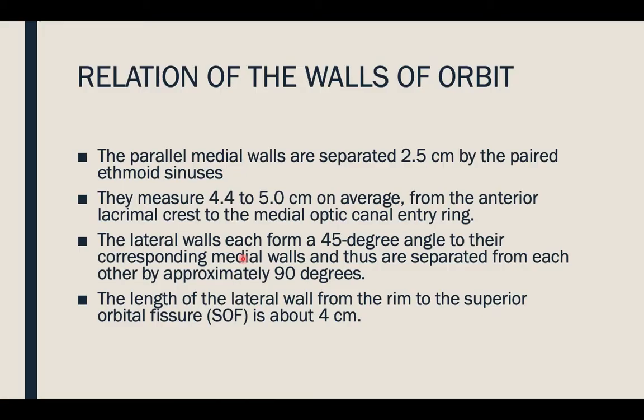So relation of the walls of the orbit: the parallel medial walls are separated by 2.5 cm by the paired ethmoid sinuses in between them. They measure 4.4 to 5 cm on average from the anterior lacrimal crest to the medial optic canal entry ring. The lateral walls each form a 45-degree angle to their corresponding medial walls and thus are separated from each other by approximately 90 degrees. The length of the lateral wall from the rim to the superior orbital fissure is about 4 cm.